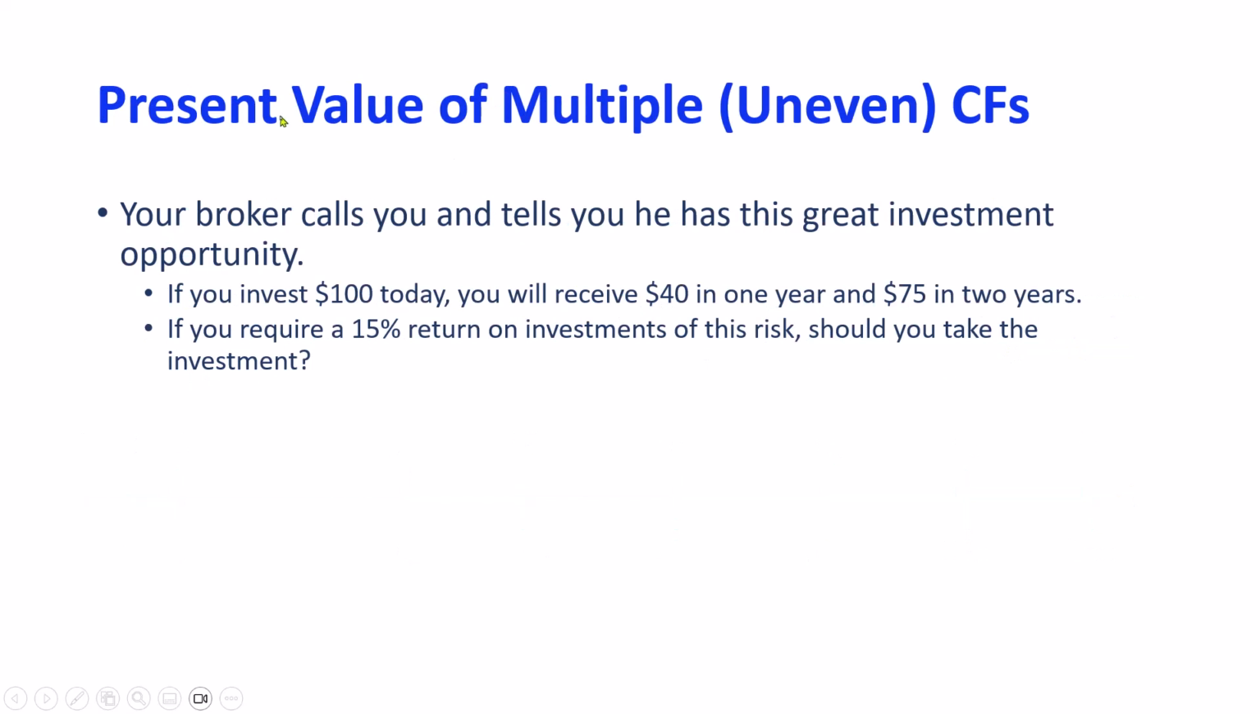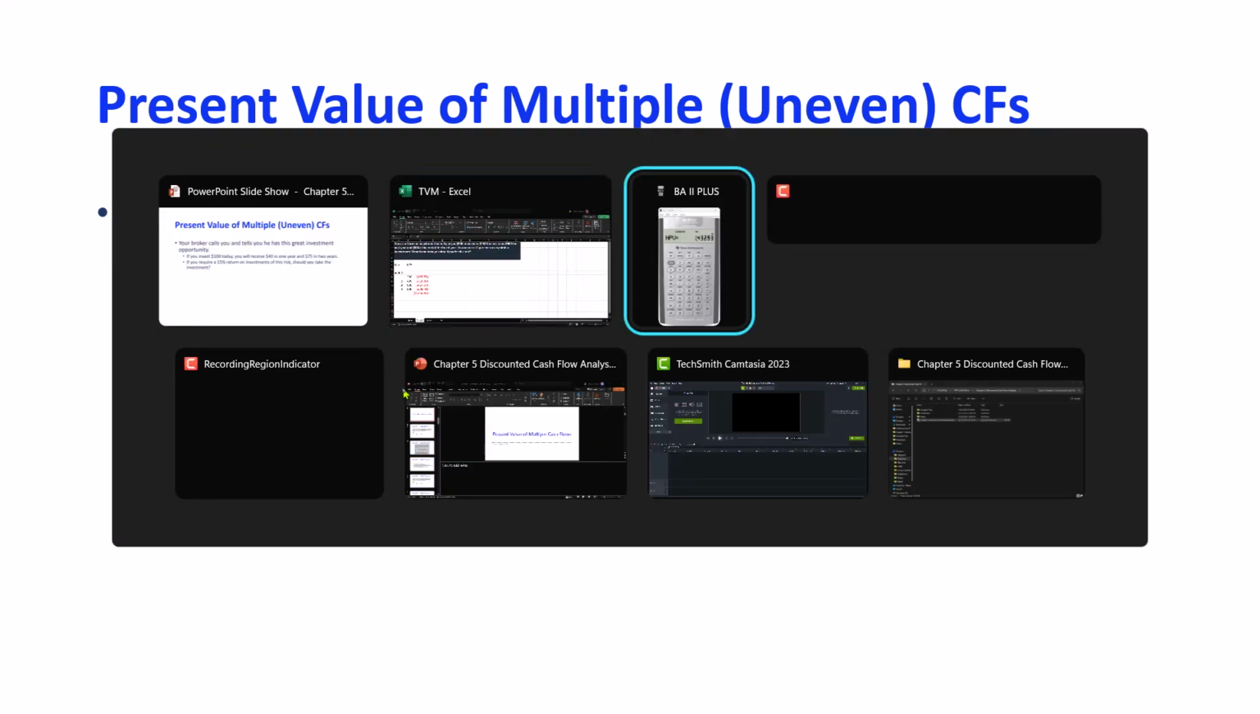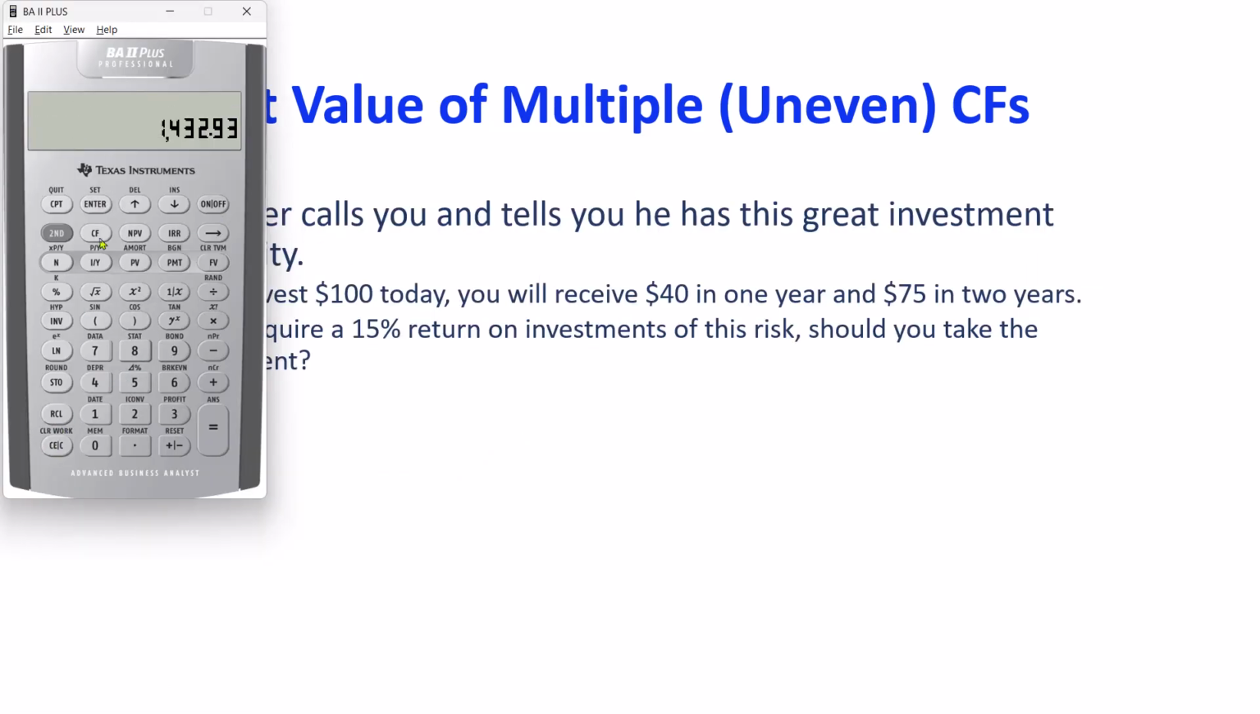So I'm just going to do this in the calculator just to show you that this is probably not a good investment. So cash flow, I'm going to clear the cash flow function. So you receive $40 in 1 year, and 75 in 2 years. And if your required rate of return is 15, the present value of the two cash flows that you will receive is going to be $91.49.